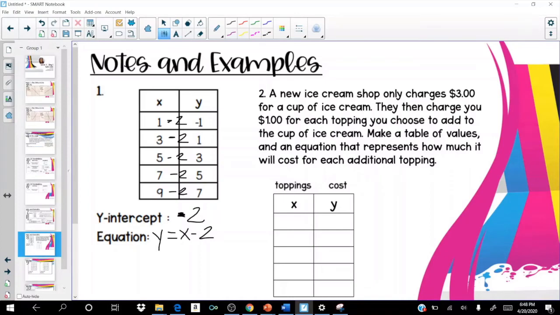And number 2, a new ice cream shop only charges $3 for a cup of ice cream. They then charge you $1 for each topping you choose to add to the cup of ice cream. Make a table of values and an equation that represents how much it will cost for each additional topping. So we are going to create a table, and I already labeled the table X and Y. X represents the number of toppings and Y represents the cost.